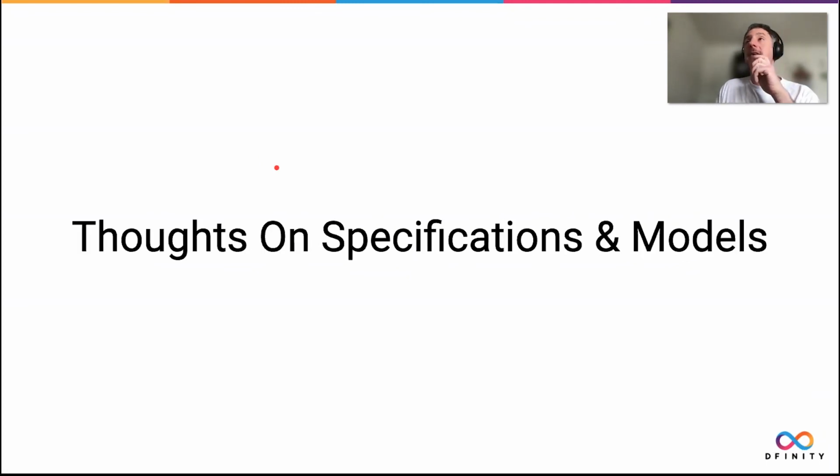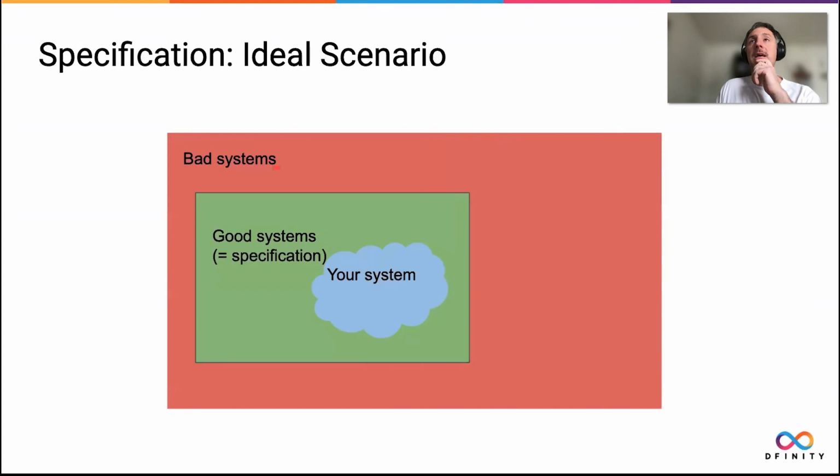Okay, so that's it for people parties. I just wanted to quickly give a couple of thoughts on specifications and models. So ideally, you have a specification. In the ideal scenario, you have bad systems and a very nice boundary between good systems, and you can use this to give your specification. Your system has a slightly different boundary, but hopefully it falls into this. So this is the ideal scenario, but more often it's not easy to specify things so neatly.